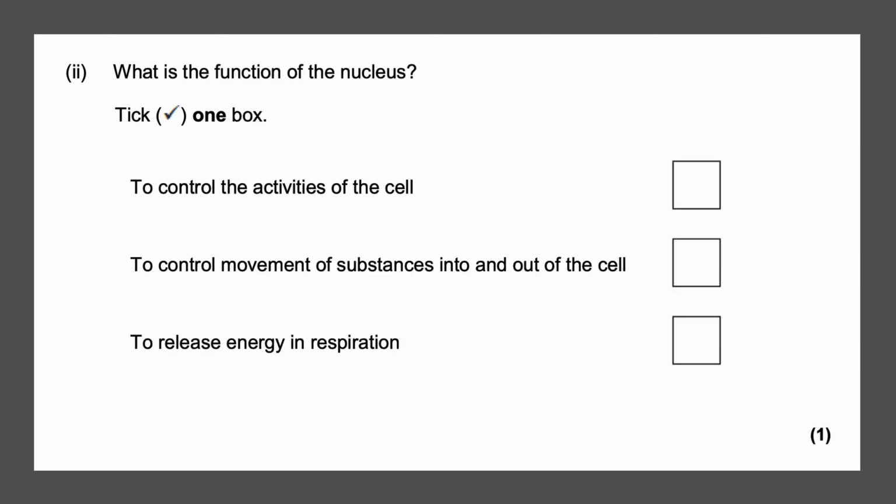Next and final question. What is the function of the nucleus? So this should be an easy one. It controls the activities of the cell and that will give you 1 mark. Remember, to control the movement of substances into and out of the cell, that would be the cell membrane, and to release energy in respiration would be the mitochondria. So we know it's going to be to control the activities of the cell.